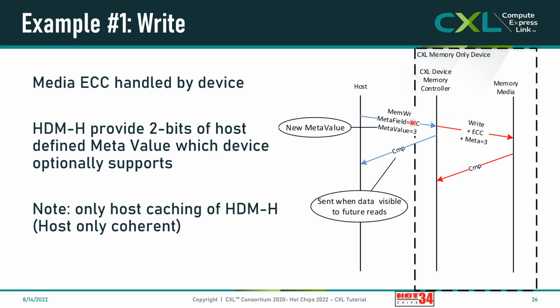So in this case, the mem write is sent from the host. It includes a meta field with the MC indicating that the meta value is valid, the valid encoding of 3 in the 2 bits. The red arrows are showing an example of how a device may write data to its internal media. It issues the write to the media. It's going to have the necessary ECC to meet the RAS requirements of that memory media. And it's also going to write the meta value of 3 that was sent. And that may be stored with the cache line, co-located with the media, or it could be somewhere else. That's up to the device to decide.